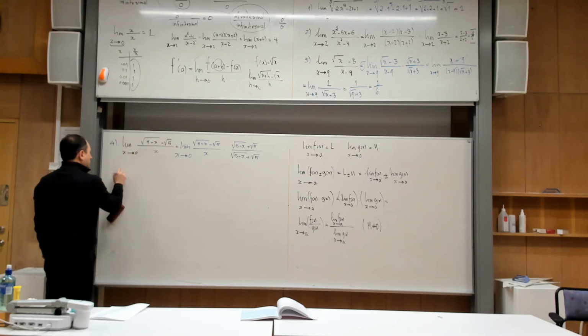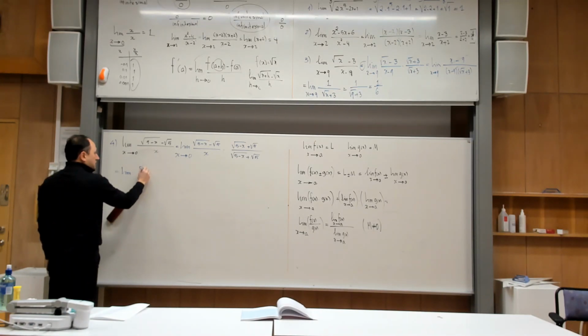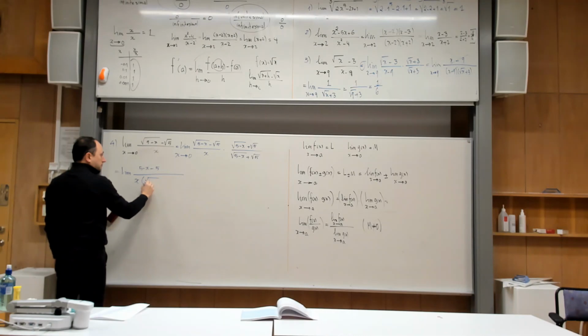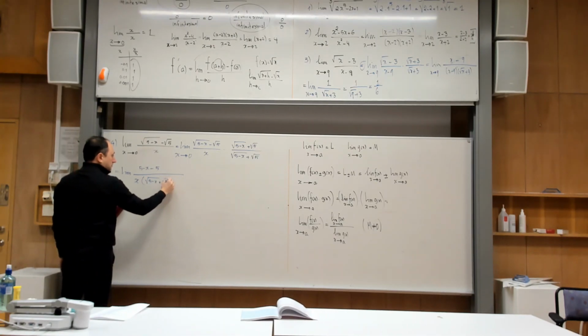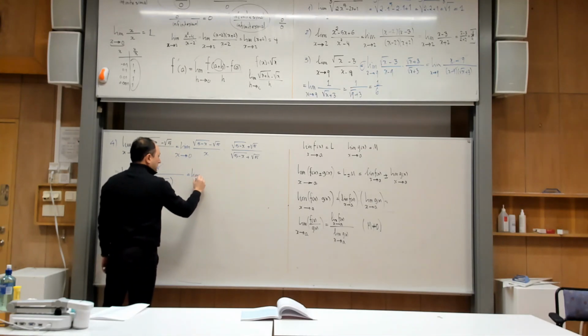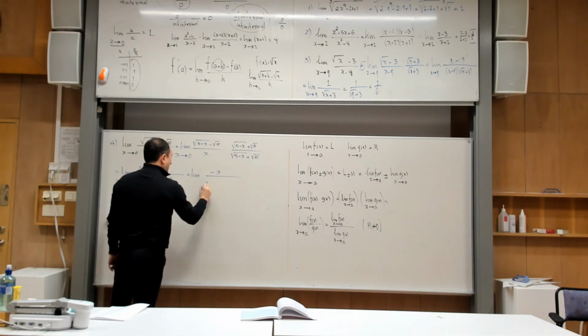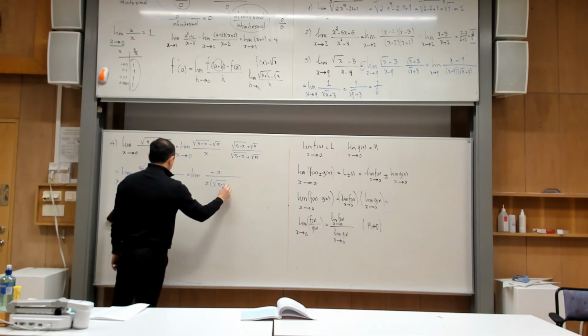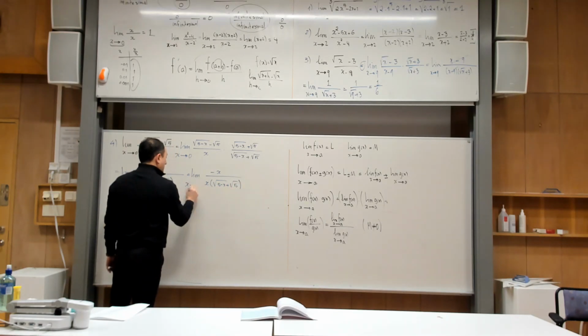Okay, and then I just continue the calculation. The numerator is a conjugate pattern, so it becomes the first one squared, which is 5 minus x, minus the second one squared, which is 5. But in the denominator, don't bother to multiply them, just put them next to each other. So then what happens? You see this minus 5 and that 5 are simplified. So I am left with negative x in the numerator, x times the square root of 5 minus x plus square root of 5 in the denominator, x goes to 0.